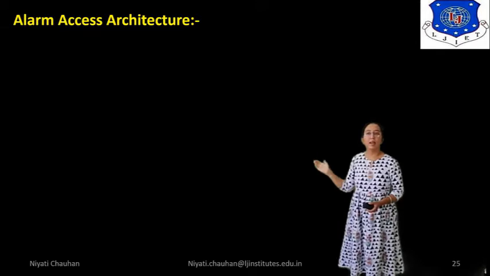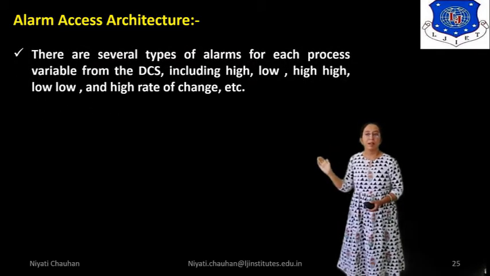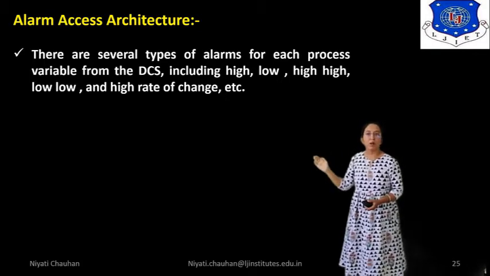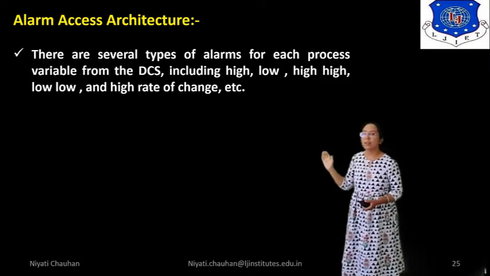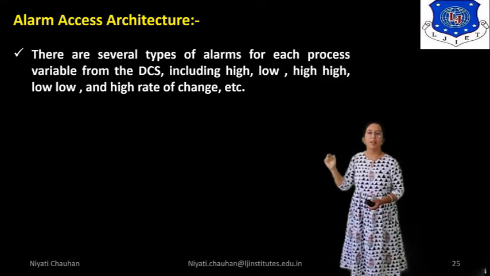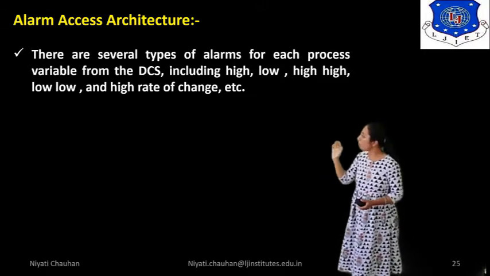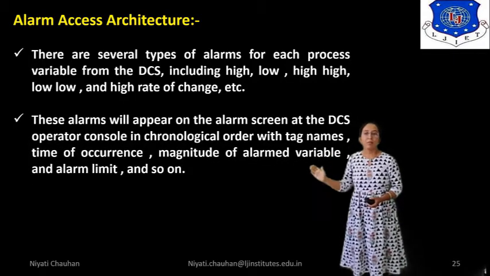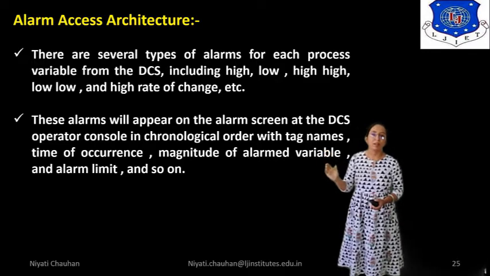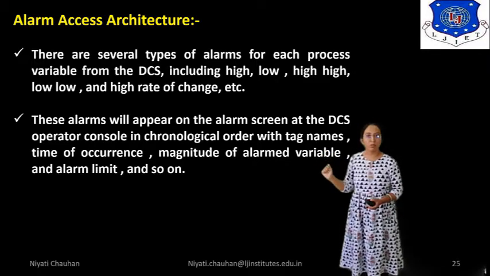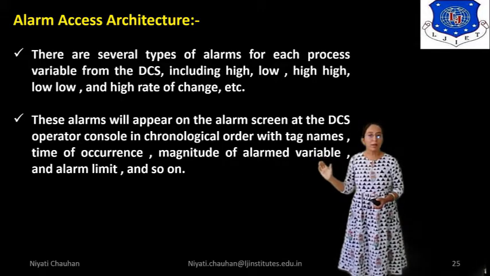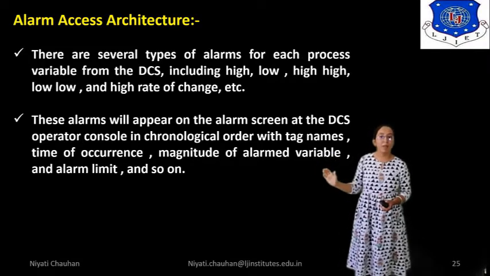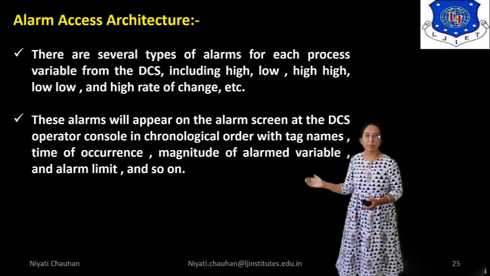Next, alarm access architecture. There are several types of alarms for each process variable from the DCS, including high, low, high-high, low-low, and high rate of change, etc. These alarms will appear on the alarm screen at the DCS operator console in chronological order with tag names, time of occurrence, magnitude of alarm variable, alarm limit and so on.